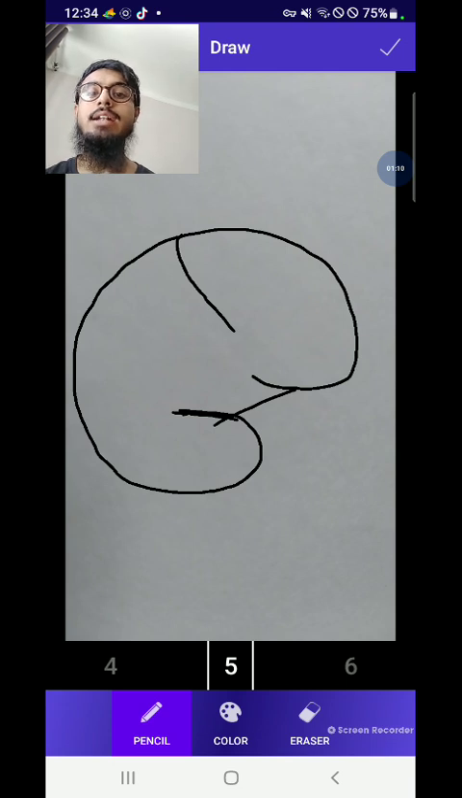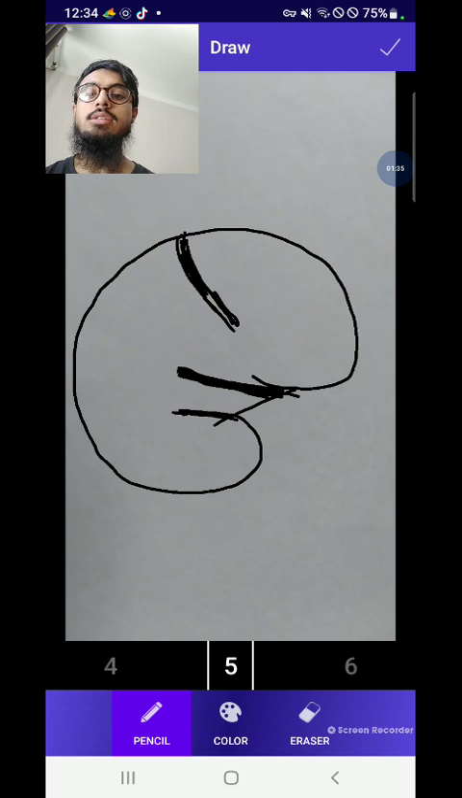This is the central sulcus of the brain. The first structure I draw is the central sulcus of the brain. The second structure, which divides the frontal lobe from the temporal lobe, is the lateral sulcus. This is the lateral sulcus of the brain.